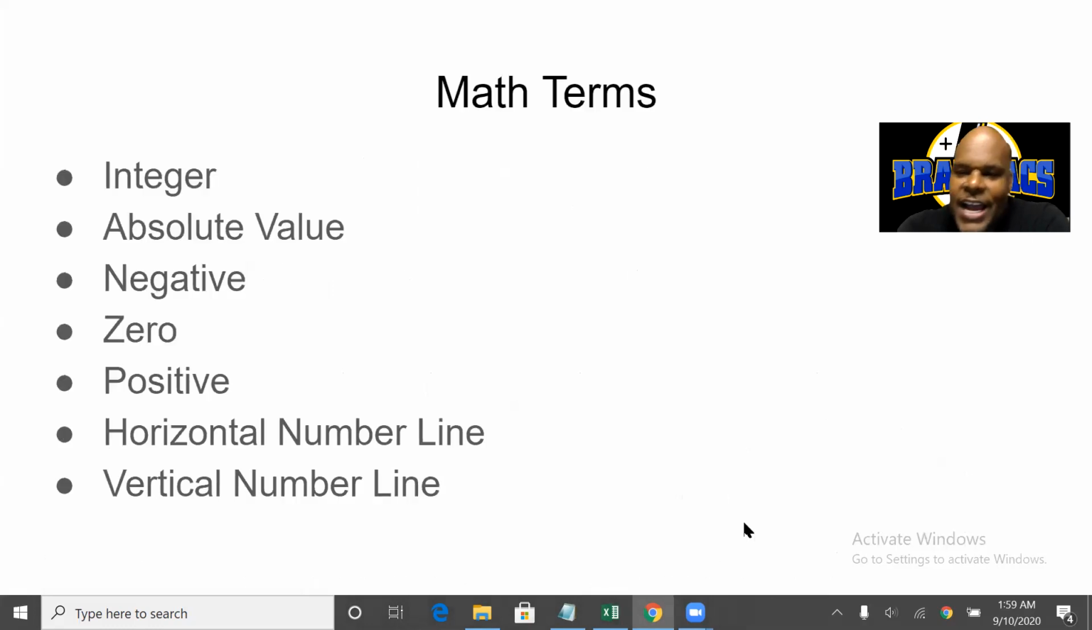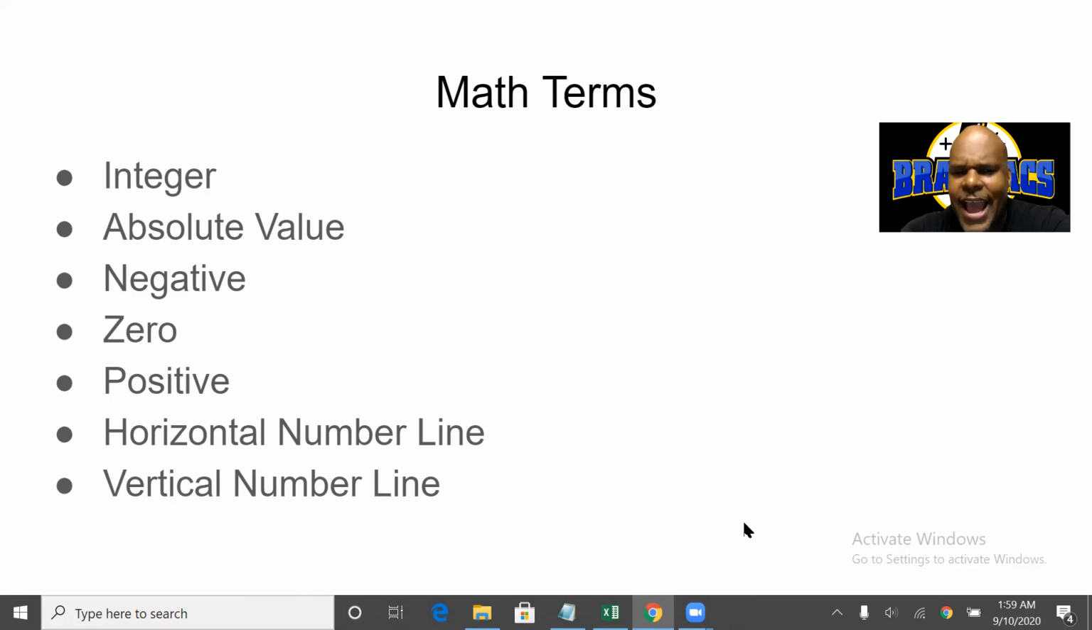So let's define some terms. What is an integer? Anybody know an integer? Yes, an integer is a whole number, either positive or negative. It is a whole number. It is not a fraction. An integer is a whole number.